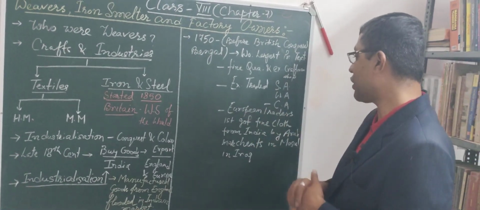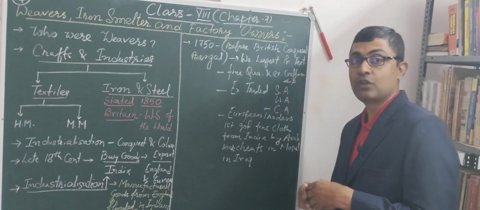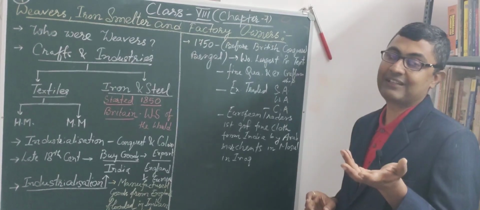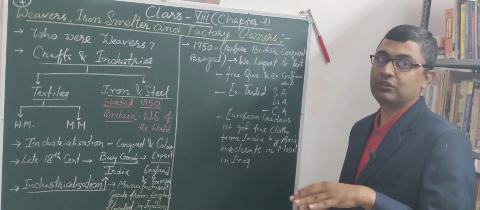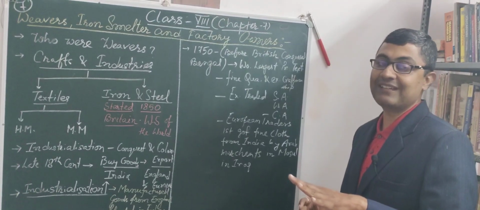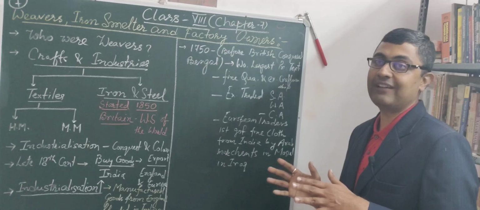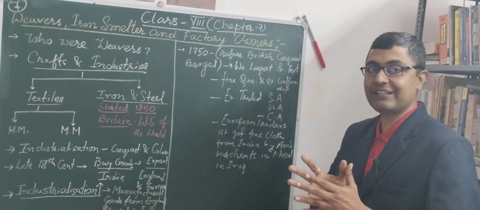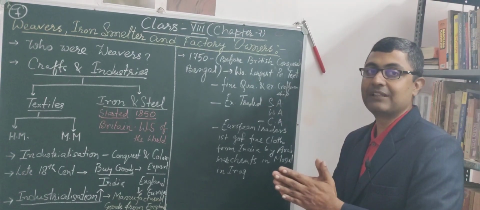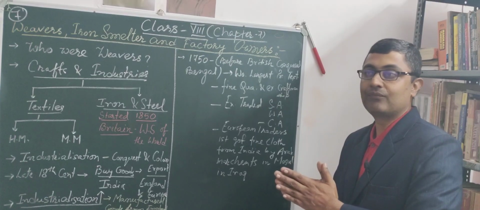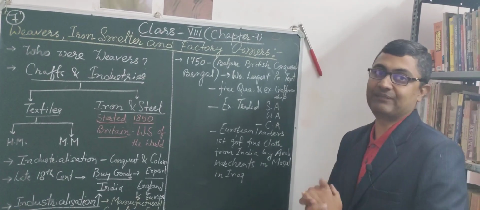European traders first got fine cloth from the Arabs in Mosul. Presently Mosul is in Iraq. So that is the time when European traders made contact with the Arabs through this exchange of trade.